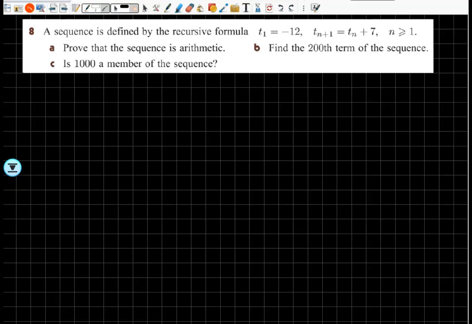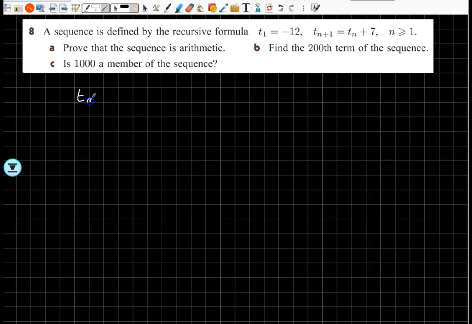So if you have a look here, you've got Tn plus 1, it uses the Tn, so that's the previous term. So all that's saying is to get the next term, take that first term and add 1. So by definition, add 7. Because you are adding 7 to each term, it has to be arithmetic. Does that make sense?